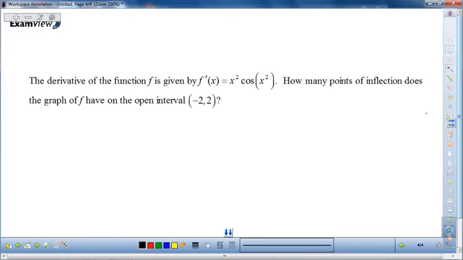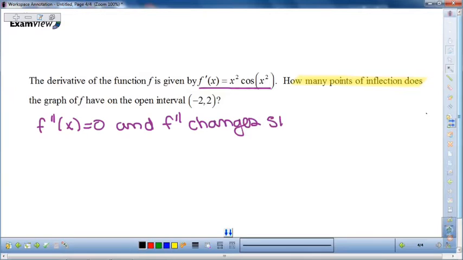Okay, so we want to find how many points of inflection the graph of f has on the open interval from -2 to 2, given the derivative. Points of inflection occur when the second derivative is equal to 0 and the second derivative changes signs. So if we're looking at f, we're looking at concave up or concave down.